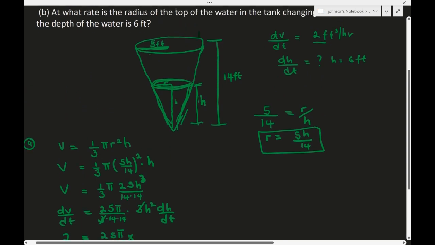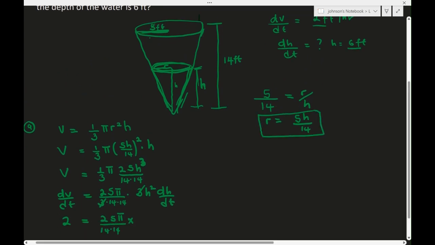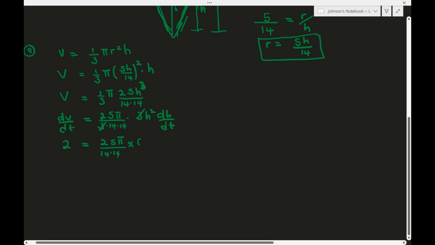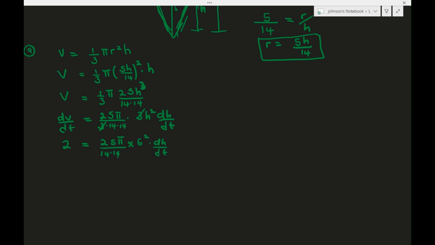What is h squared? Remember, we are looking for this when our h is 6. So h squared is just going to be 6 squared times dh/dt. Then with this now, we can cross multiply, so that you have 2 times 14 times 14. Then it will be divided by 25 pi times 36. This is going to give us dh/dt, right?